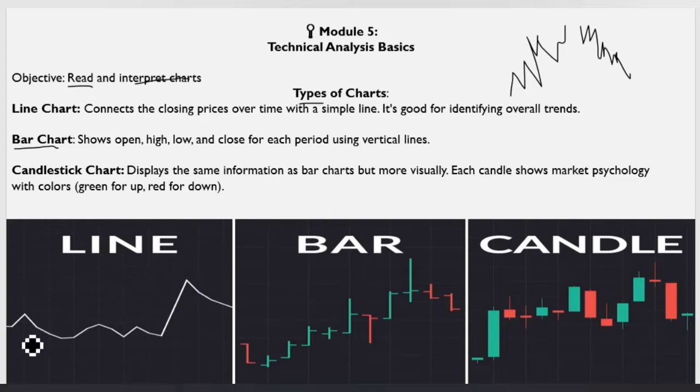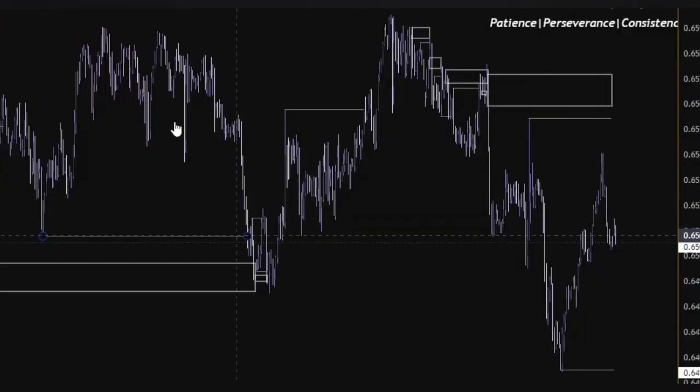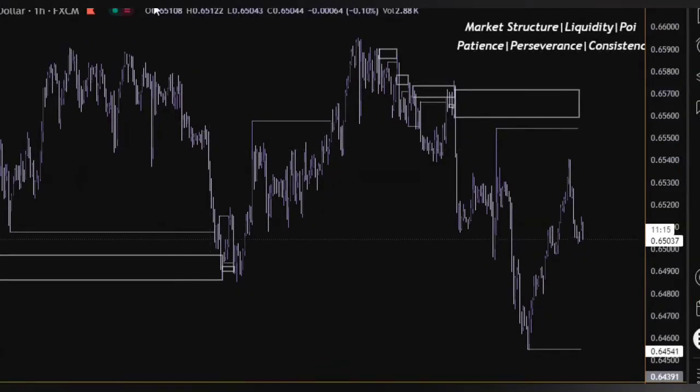So for example, this is the line chart right here. This is how the bar chart looks like. We'll head on to TradingView and I'll show you, and this is what the candlestick chart looks like. So now let's go on to TradingView and see how the chart looks like.